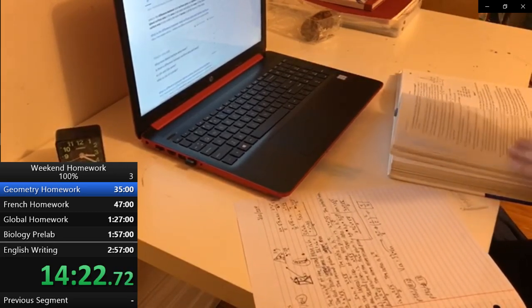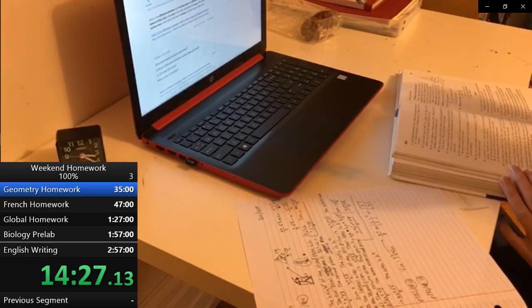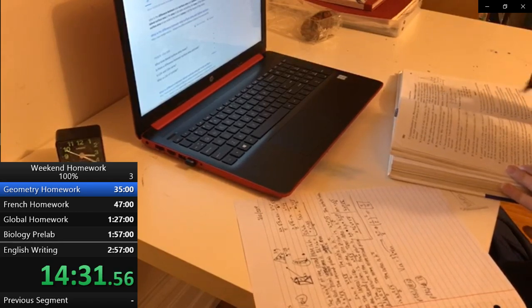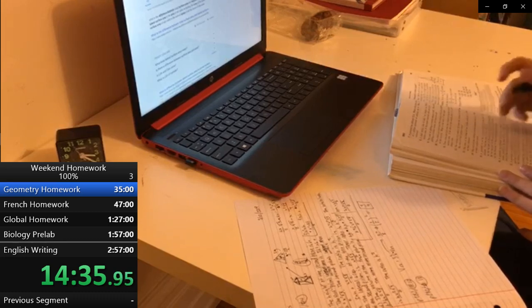A pyramid has volume 384 cubic inches. Find the volume of the frustum. Oh god. Find the volume of the frustum cut off by the plane parallel to the base passing through a point 3/4 of the way down the altitude from the vertex.